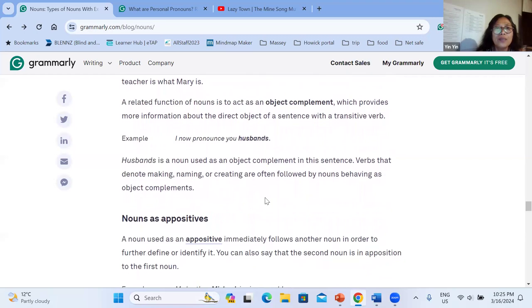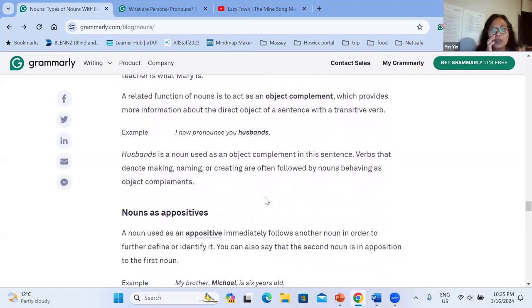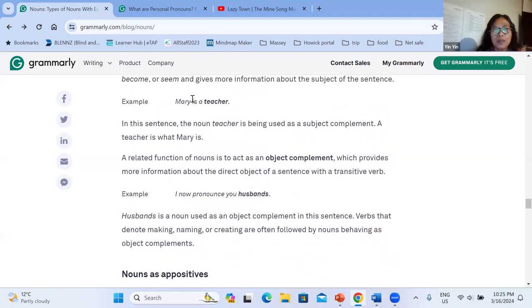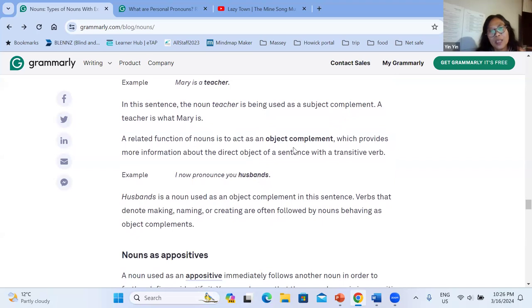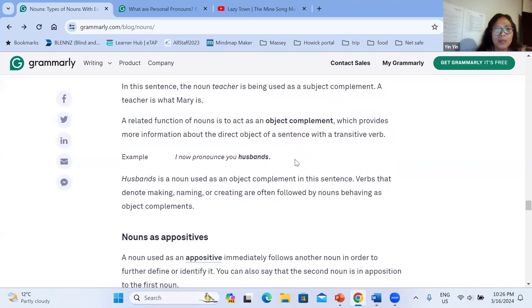A related function of a noun is to act as an object complement. So that is the subject complement, right? Subject complement is correct, object complement is correct.